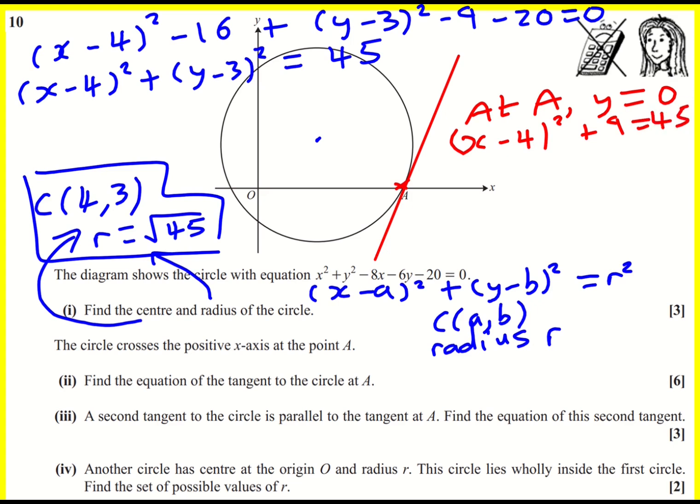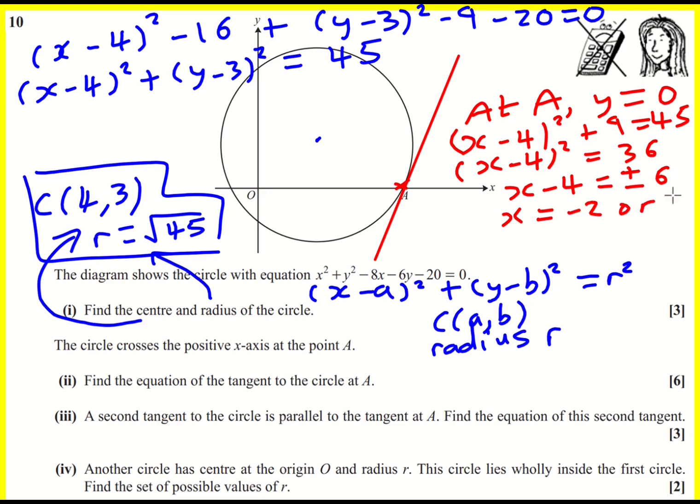Now this is nice because this is in completed square form. So it's going to be (x - 4)² is equal to 36. And x - 4 is going to be plus or minus 6. So x is going to be, if it's minus 6, I'm going to get minus 2. If it's plus 6, I'm going to get 10. And therefore the coordinates of A are (10, 0).